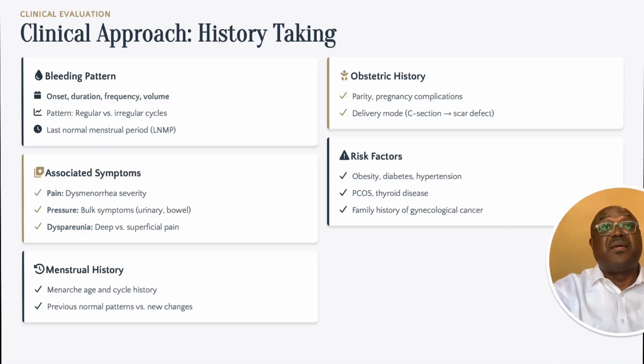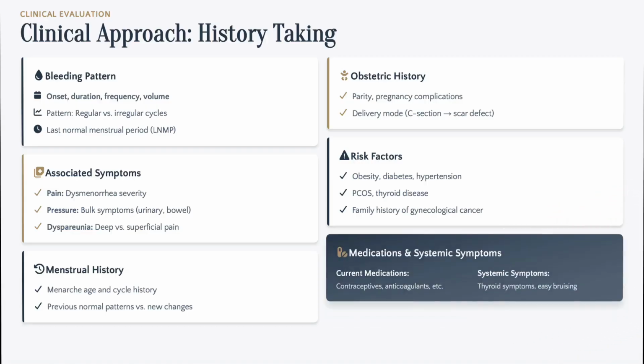Assess those ones. In the history also, review current medication like contraceptive, anticoagulant, anything that might affect the bleeding. And finally, ask about systemic symptoms like thyroid symptoms, heat or cold intolerance, changed weight, easy bruising, or any bleeding manifestation. Let's pass through now the physical examination.